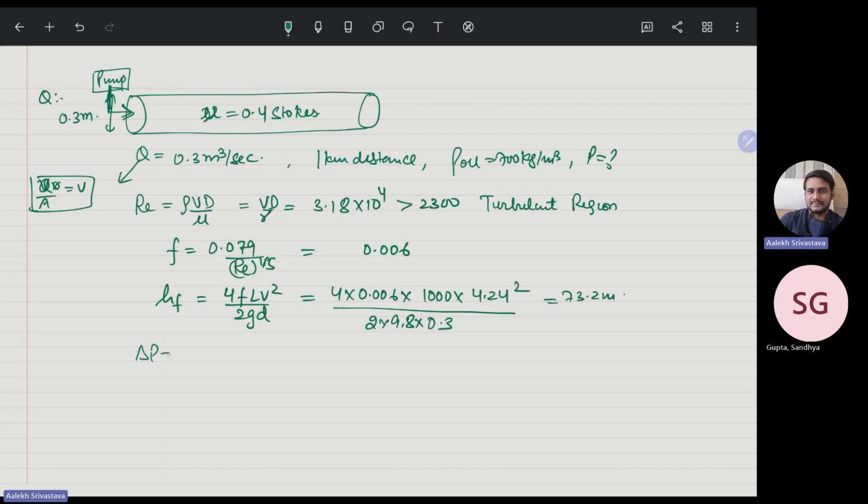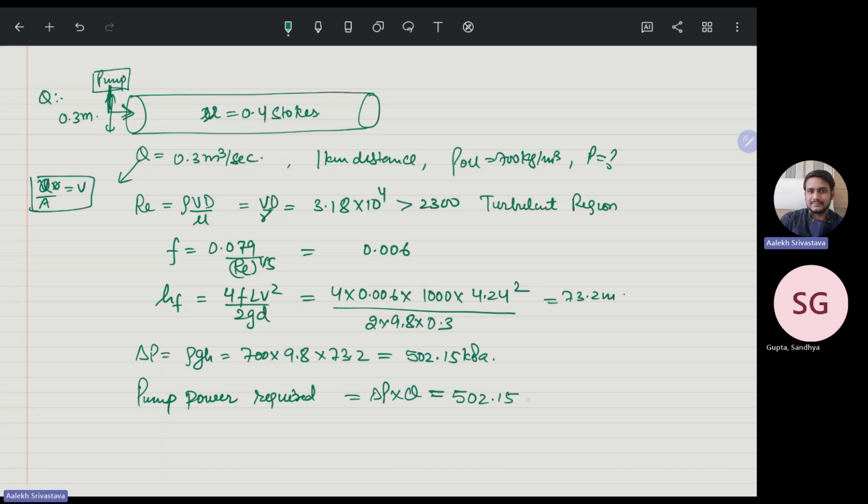Now delta P is rho g h, so density 700 into g 9.8 into 73.2. In total, you get around 502.15 kilopascal. Now the pump power required is delta P into Q, the flow rate into the pressure drop. So 502.15 into Q, which is 0.3, you will get nearly 150 kilowatt of pumping power that is required.